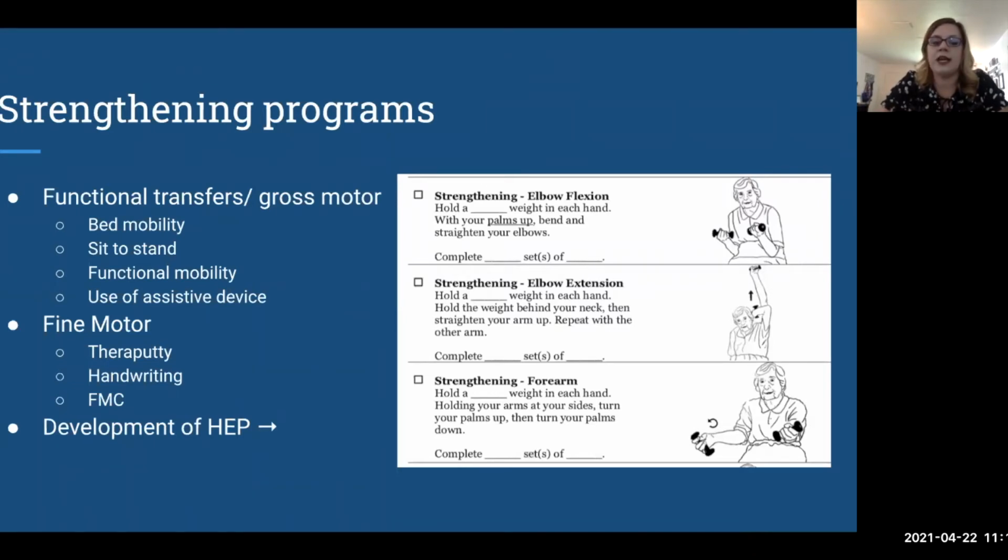We're also trained in fine motor strengthening programs, which would include therapeutic programs for increasing grip strength or digit strength. We also specialize in handwriting and fine motor coordination programs. We generally will develop an individual home exercise program for a patient, much like seen here in this visual. That's actually one I tend to use with my patients, and then I specialize it based on the individual's abilities.